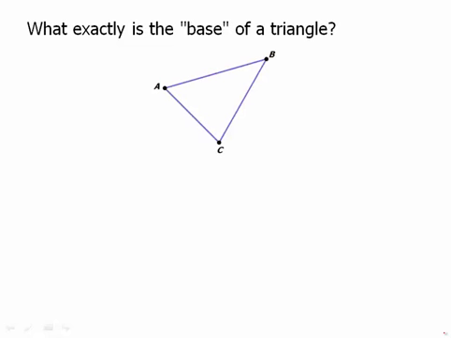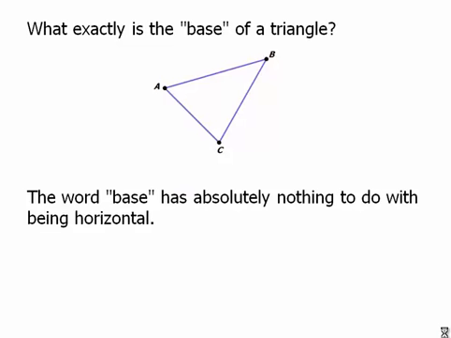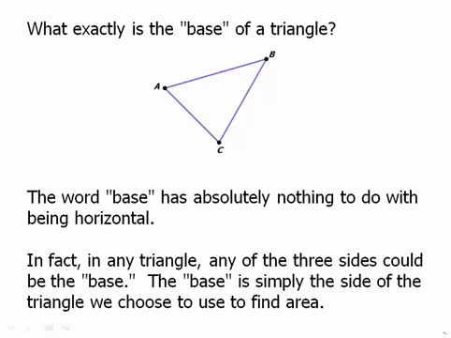In fact, if we look at a triangle like this, a general triangle, there's no horizontal bottom side. The word base has absolutely nothing to do with being horizontal. In fact, in any triangle, any of the three sides could be the base. The base is simply the side of the triangle we choose to find the area. So any triangle has three possible bases. Those are the three sides.